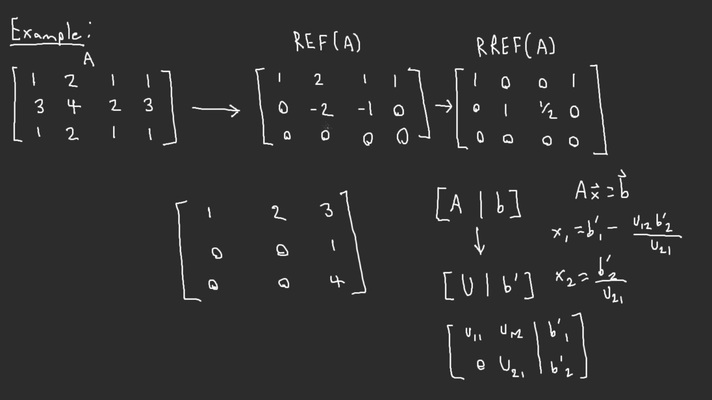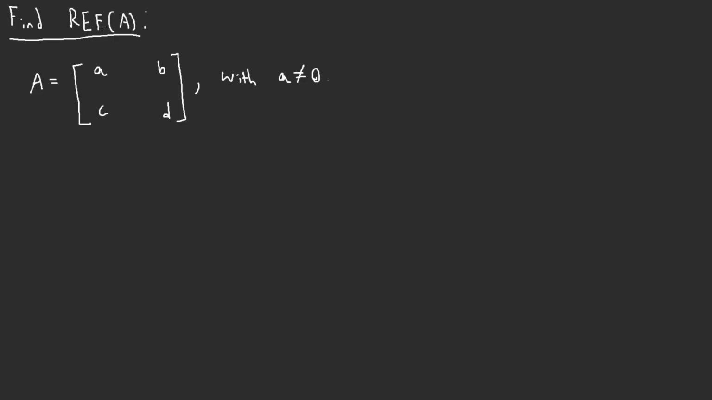All right, so with that in mind, I want to look at a more illuminating example. I want to find the row echelon form of this matrix A, but the entries in here can be literally anything. So this is just an arbitrary 2x2 matrix with a not equal to 0. In order to do this, I want to use the first row to eliminate the second row. So I'm going to multiply this first row by something such that the first entry will become negative c. The obvious thing to multiply by here is negative c over a. I'm going to multiply the first row by negative c over a and add it to the second row. I'm going to get a 0 here, and then here I'm going to get d minus bc over a.